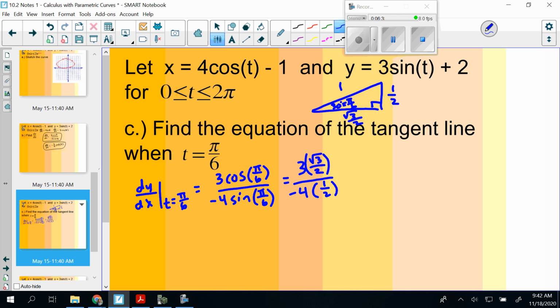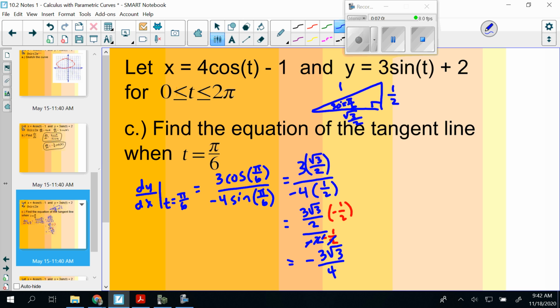So it looks like if we simplify this here, we got 3 square roots of 3 over 2. The bottom's going to simplify to -2. If we multiply by the reciprocal here of -1/2, this will cancel down here, so it looks like our slope becomes -3 square roots of 3 over 4. So that's our slope. Now we need the points.